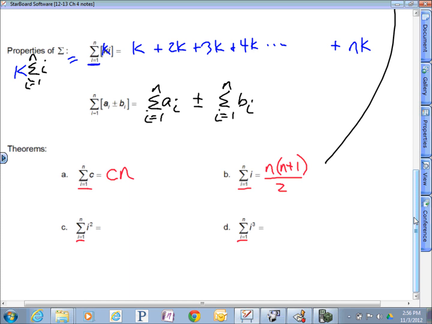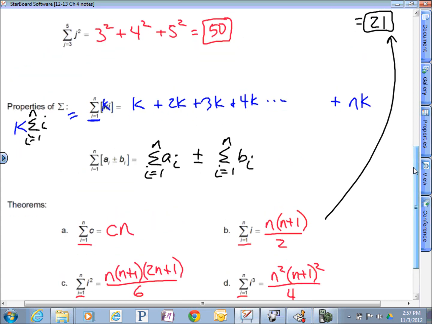Two more of them. The one for I squared is N times N plus 1 times 2N plus 1 divided by 6. And then the last one, if it's I cubed, N squared times N plus 1 squared divided by 4. Or for those of you who are playing along at home, it really looks like the one directly above it squared. Are we going to have to know those? Yes, you're going to have to. So do what you have to do to make it part of what you do, because you will need these.